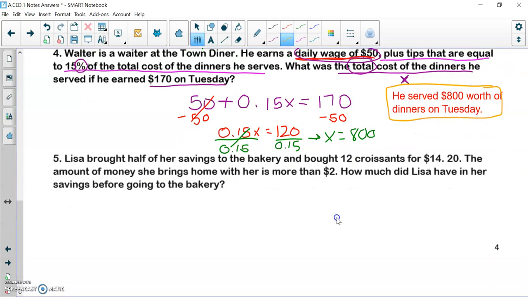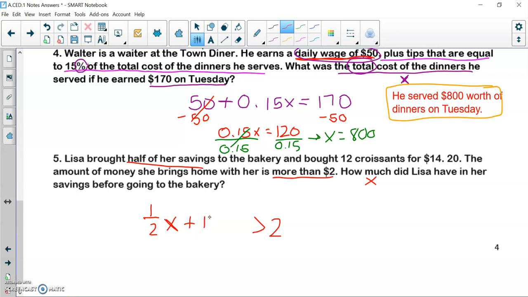Lisa brought half of her savings to the bakery and bought 12 croissants for a total of $14.20. The amount of money she brings home with her is more than $2. So whatever I bring home, it's more than $2. How much did Lisa have in her savings? So that's going to be represented by my variable before going to the bakery. She brought half of her savings, so 1/2 times the amount of money she had in her savings, which is X. And then she bought 12 croissants for a total of 14.